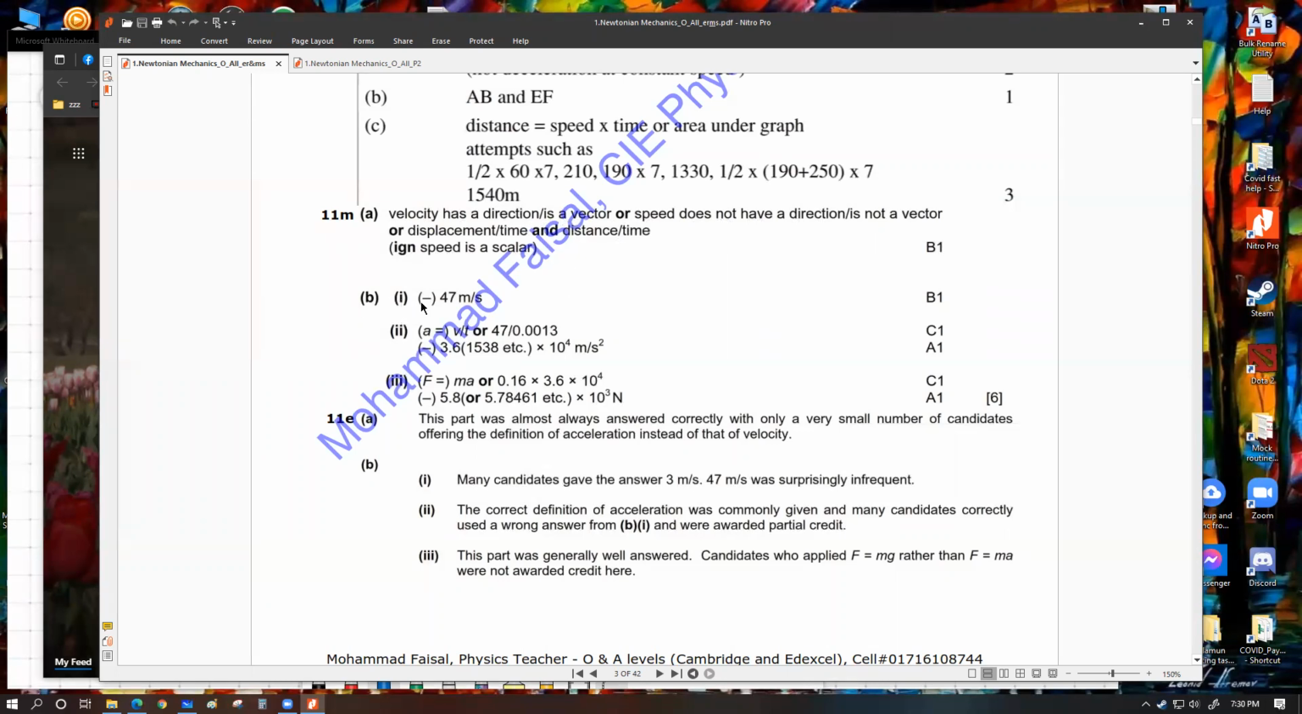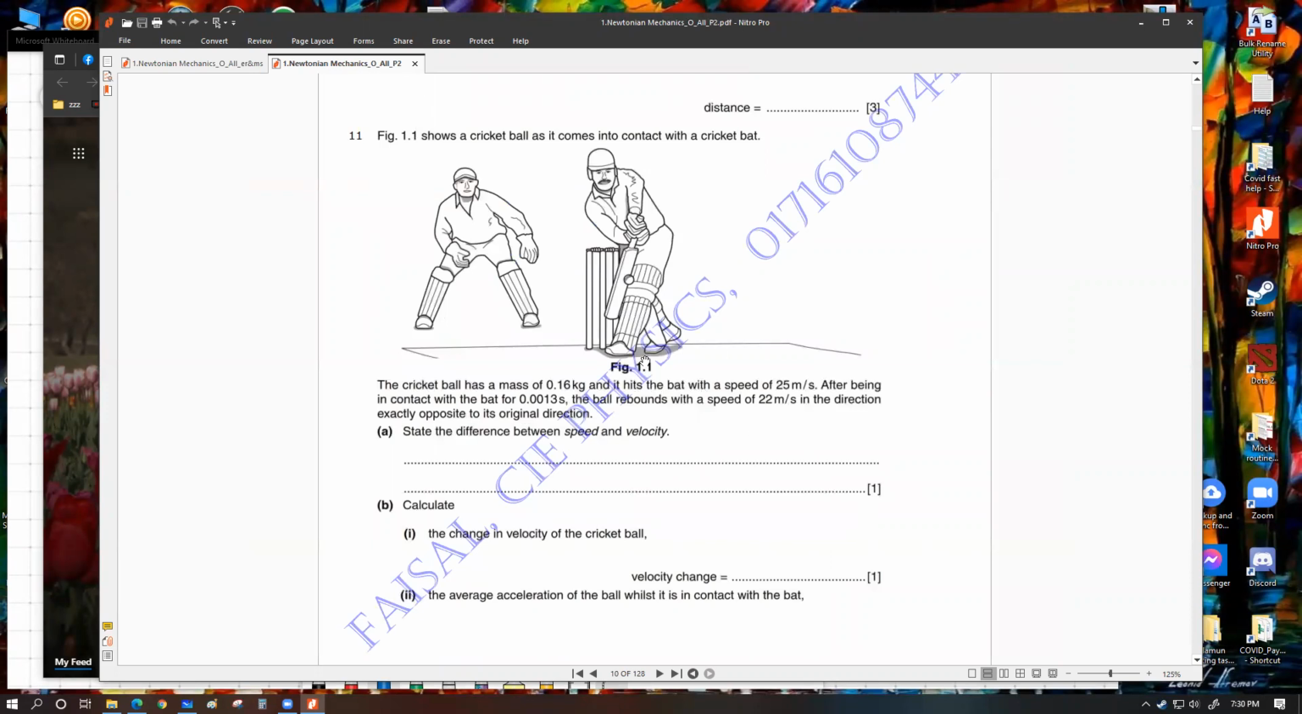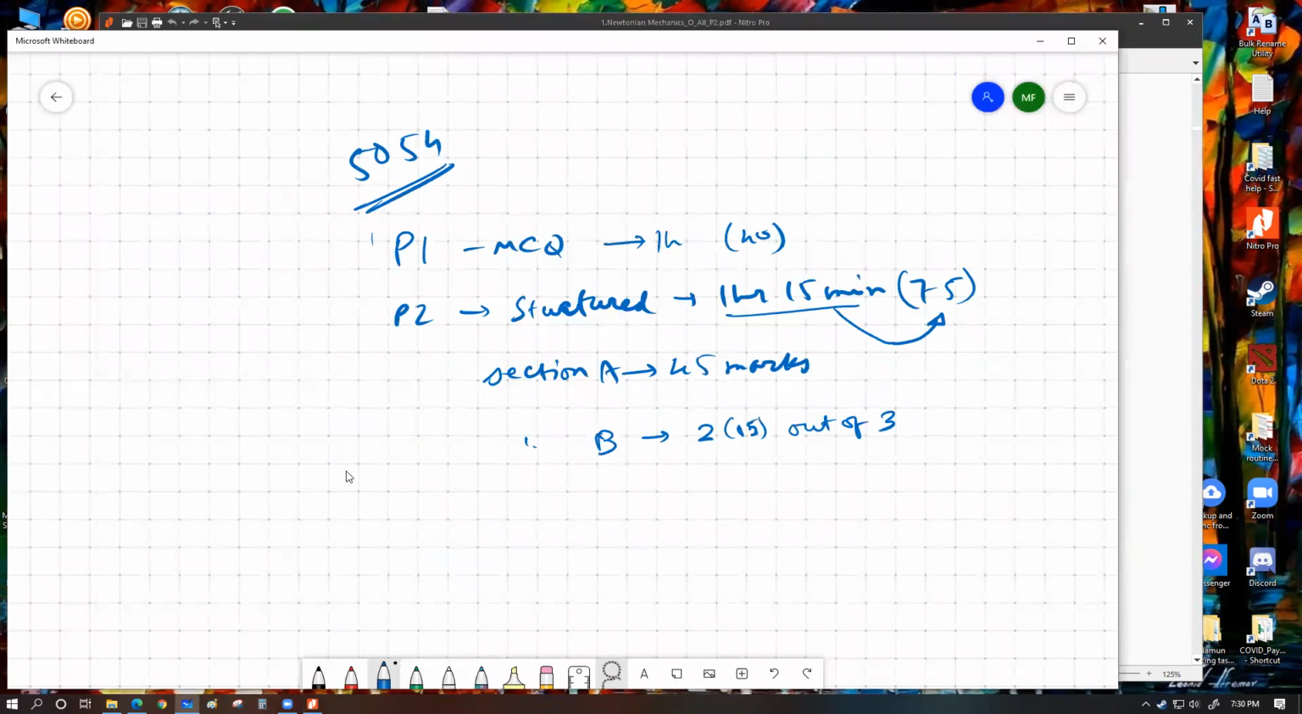Then have a look at question B. It says minus 47 meters per second, with the minus given in brackets. Now this is the important bit. The ball comes in and hits the bat with a speed of 25 meters per second. After being in contact with the bat for 0.0013 seconds, which is the collision duration, pretty small, the ball rebounds with a speed of 22 meters per second in the direction exactly opposite to its original direction. That's the important bit. Which means that if the ball was coming in from this direction, let's say this was the bat, and this is your u. Let's say u is 25 meters per second.